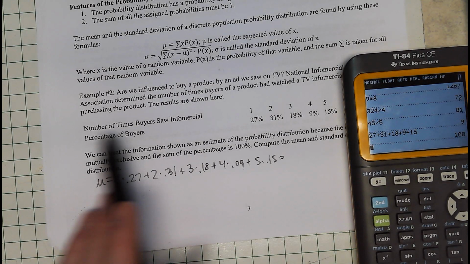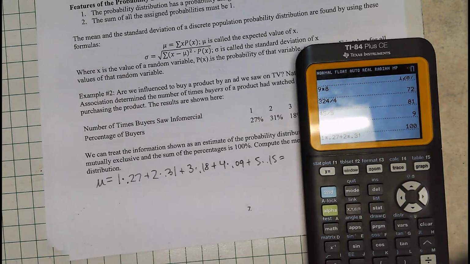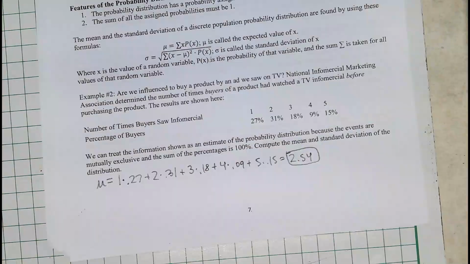So 1 times 0.27. There is a way to do this in the calculator. If you don't like this way, I could show you another way. Times 0.09 plus 5 times 0.15. It's 2.54. So that's the mean.